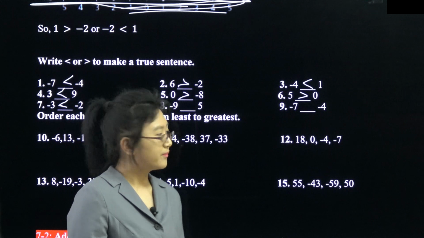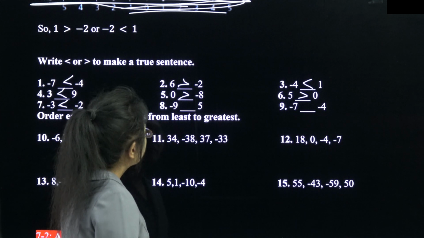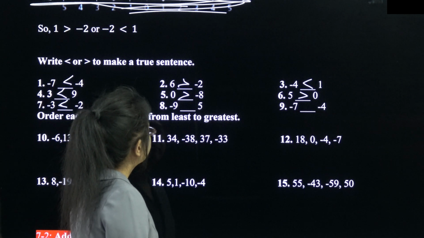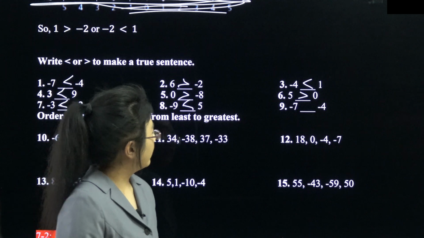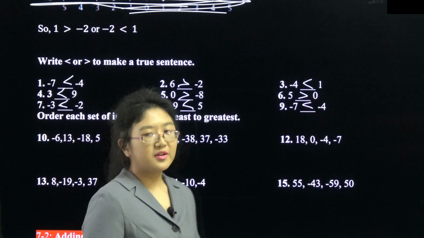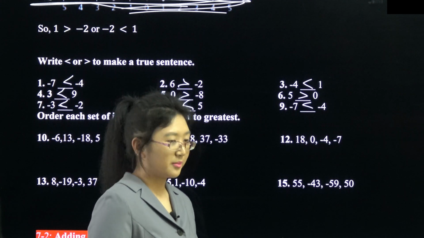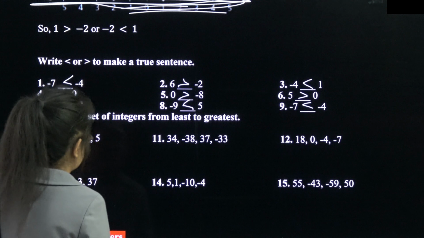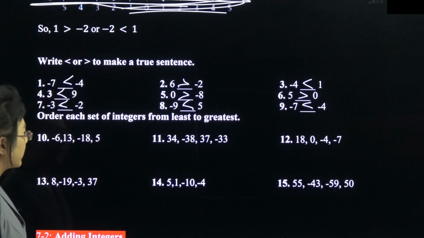-9 and 5. 5 is not negative, so it's bigger. And -7 and -4. Again, sometimes on a worksheet there will be double questions. Sometimes it's a typo. Sometimes it isn't a typo. This is not a typo. Order each set of integers from least to greatest.